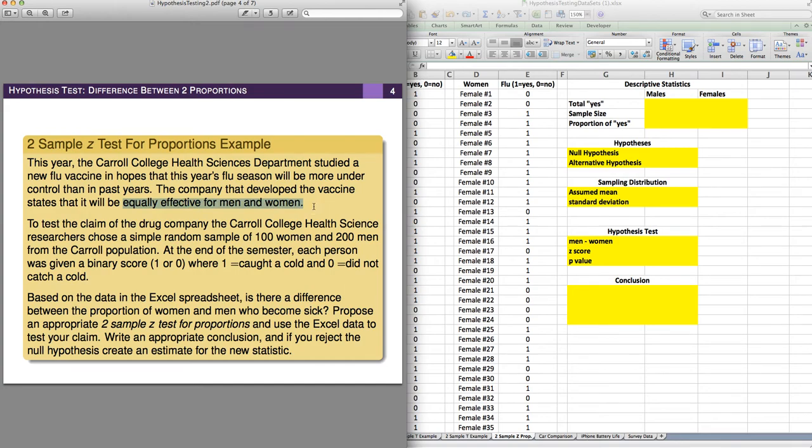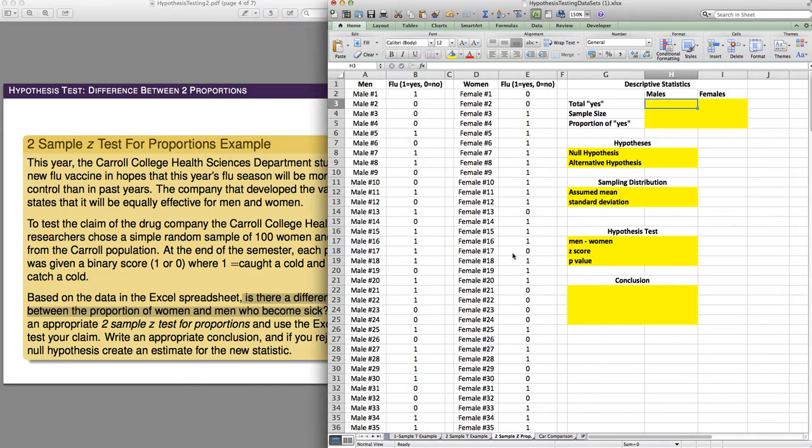The Carroll College Health Science researchers chose a simple random sample of 100 women and 200 men from the Carroll population. At the end of the semester, each person was given a binary score, 1 or 0, where 1 is equal to they caught a cold, and 0 is equal to they did not catch a cold. Based on the information in this spreadsheet, which is all of the data from that study, is there a difference between the proportion of women who become sick and the proportion of men who become sick?